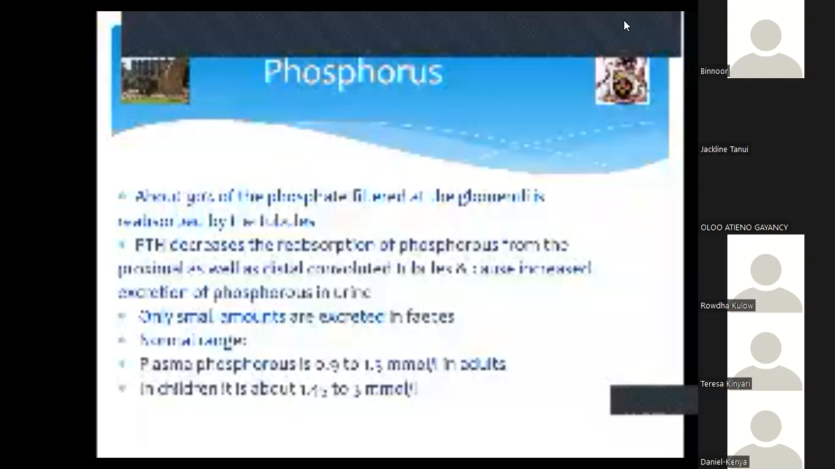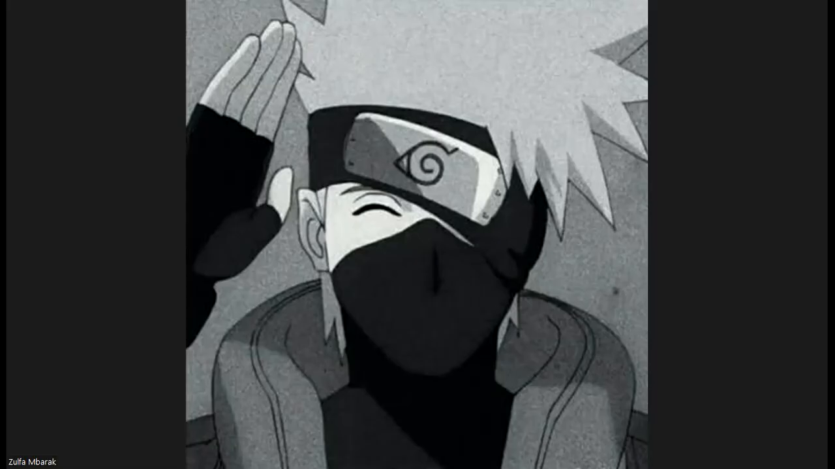Red blood cells and white blood cells contain a lot of phosphorus because they require a lot of energy for their function. Hemolysis should be prevented when blood is being taken for phosphate estimation. Otherwise, you'll end up with a higher than normal level of phosphate. And that is the end. Does anybody have a question?